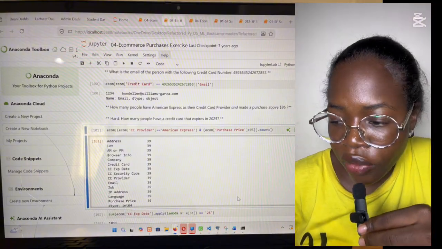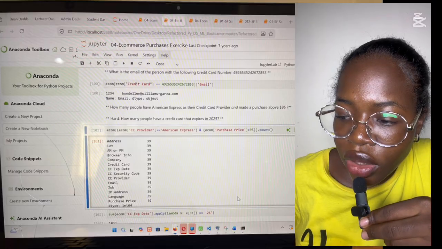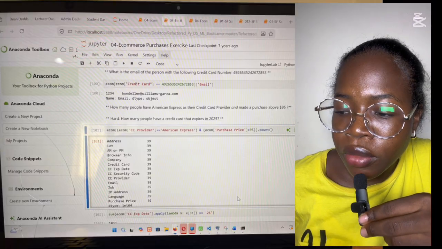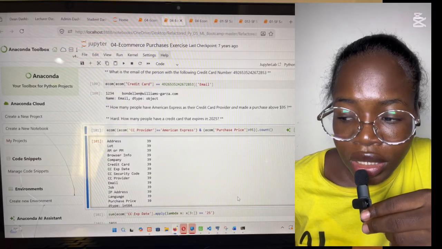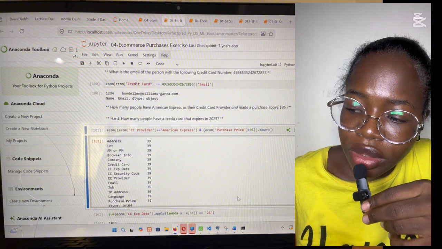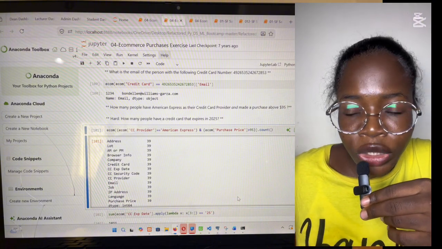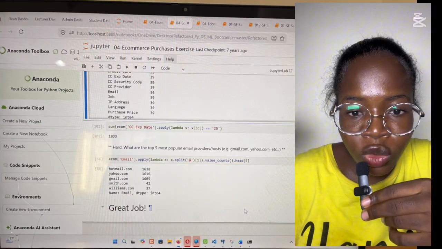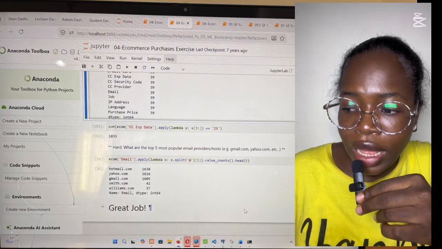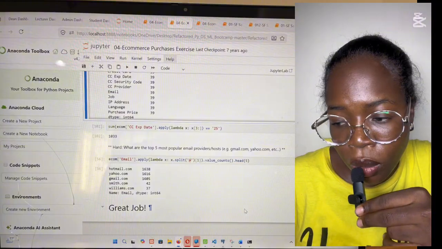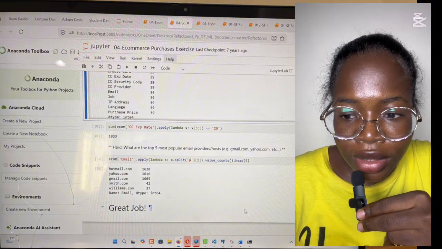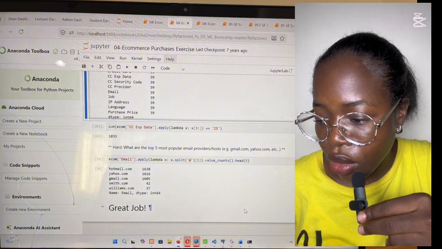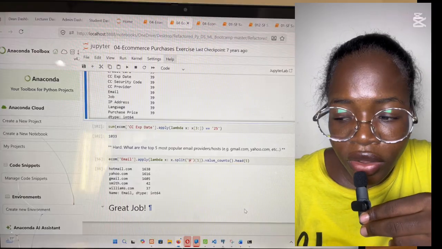Next question, how many people have credit card numbers that expire in 2025? We use the command ecom cc expiry date. We call the column in the data set, apply lambda x, it calls for all characters after position 3, and then equal to 25. Make sure that after those 3 characters, it must bear 25, representing 2025. When an element meets all these criteria, it finds its sum, and the sum is 1033. That will display all people with credit cards that expire in 2025.